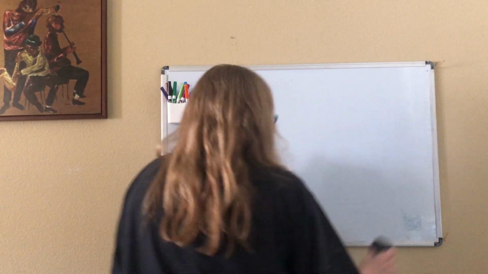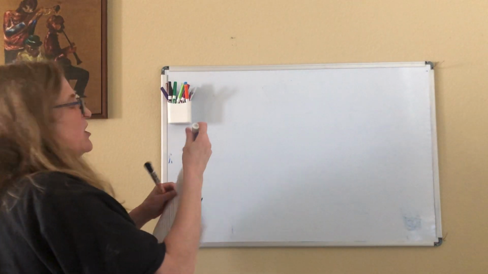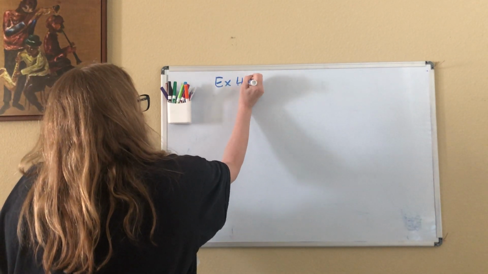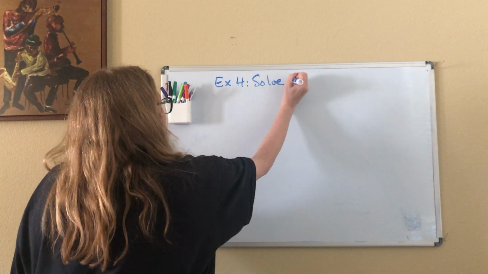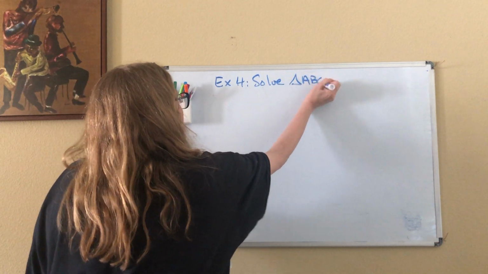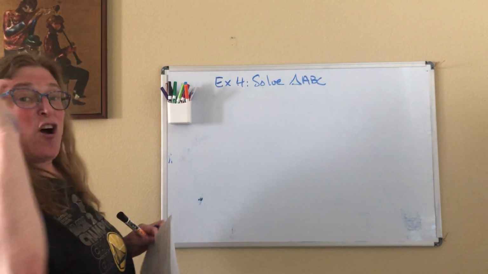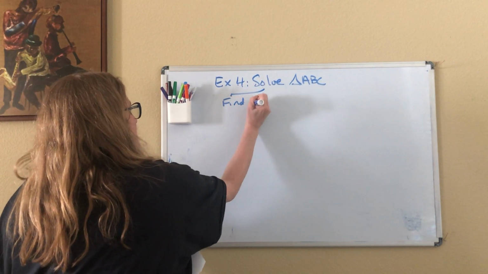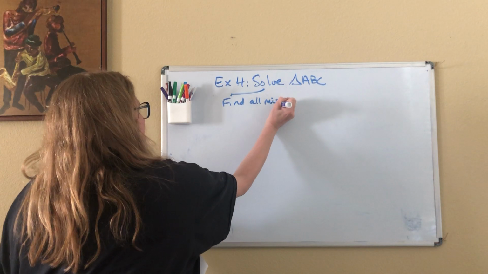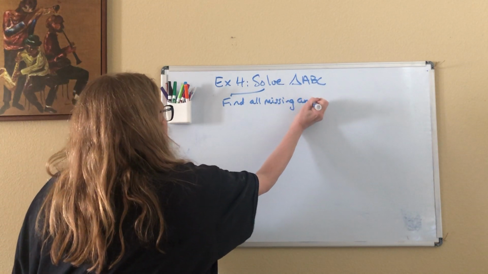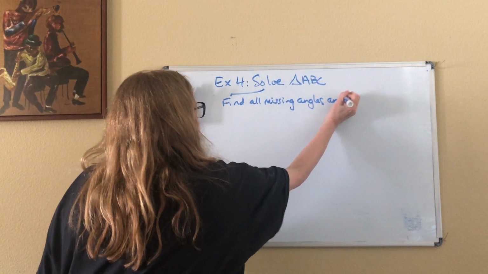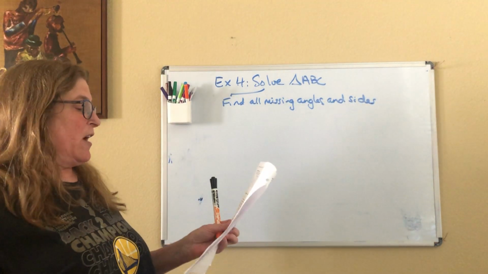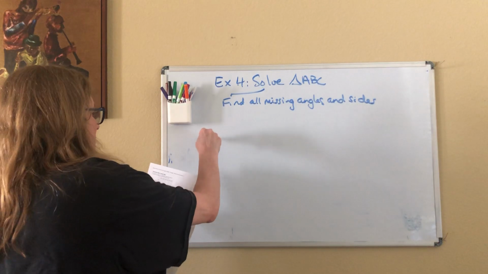So example 4, if you notice, they want us to solve the triangle ABC. So what does it mean to solve a triangle? What it means is to find all the missing angles and sides. Okay, so what they're telling us is any side or angle that's not given, we need to find. So let's see what they got for us here.